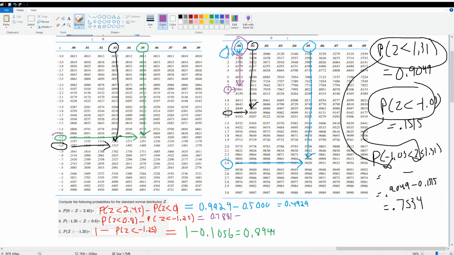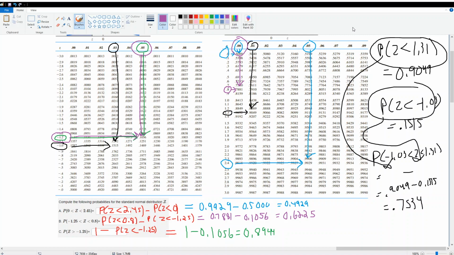Guess what? We've already done that. Merry Christmas. Happy New Year. Happy Hanukkah. Whatever. It's going to be 0.1056. So our answer is going to be 0.6225. That is the extent of complications for z-scores and finding probabilities in between them.